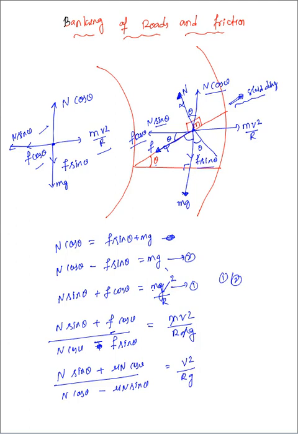Okay, now let me change the slide. What we can take common here is N. If you take N common here, sin theta plus mu cos theta divided by cos theta minus mu sin theta is equal to v square by rg. This N and this N will get cancelled.